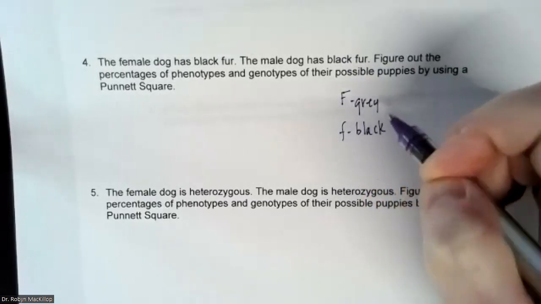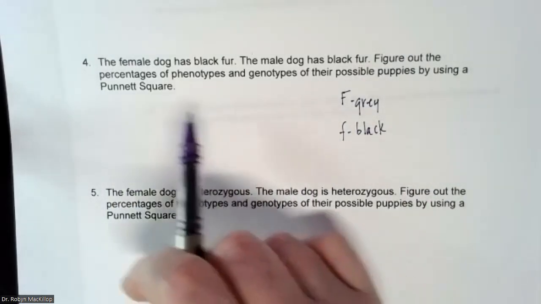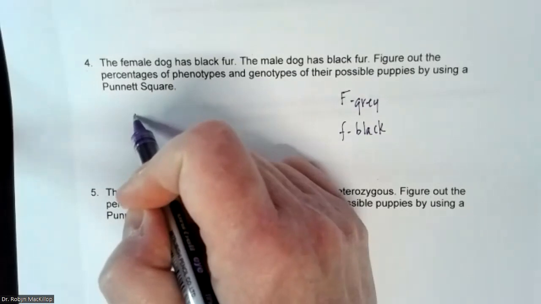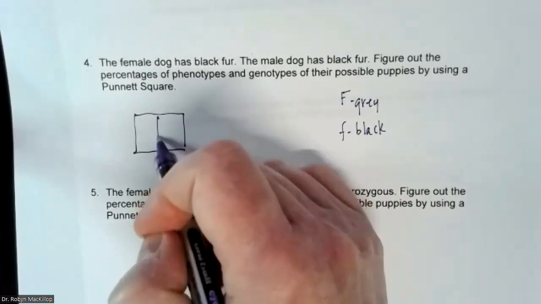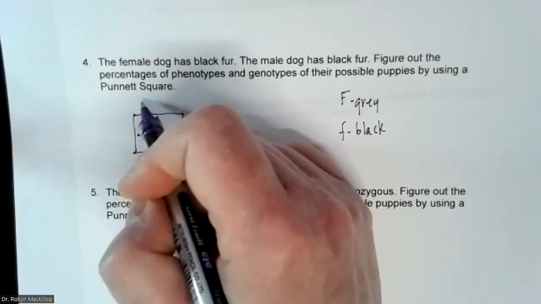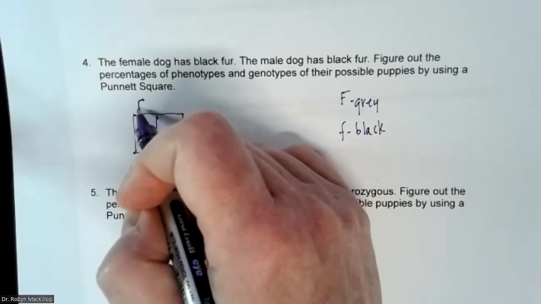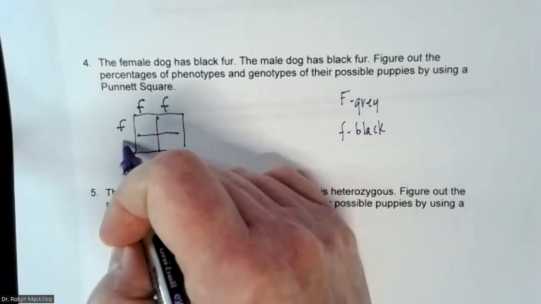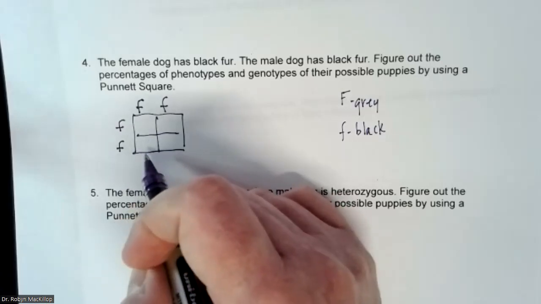And then they want us to figure out how many puppies based on these. So both dogs have black fur. That means you could do this in a couple different ways. You could say, well, both dogs are double dominant or homozygous dominant. Oh, sorry, homozygous recessive because they're black. So you could have both the male dog and the female dog fully recessive black, and then all the babies would be exactly the same. They'd all be recessive black.